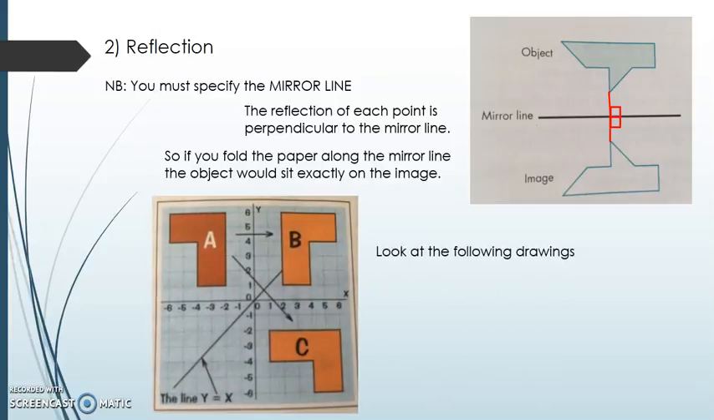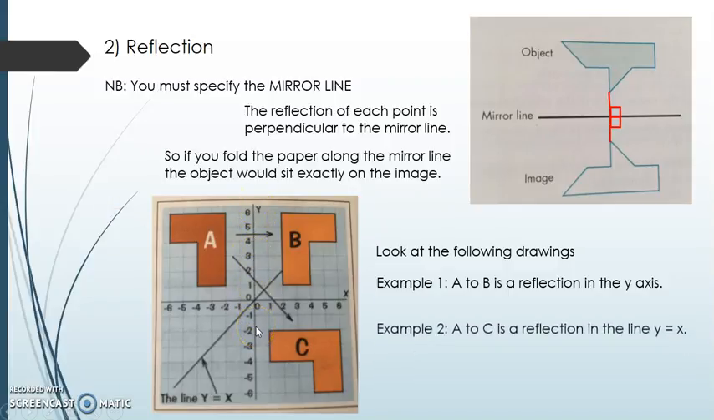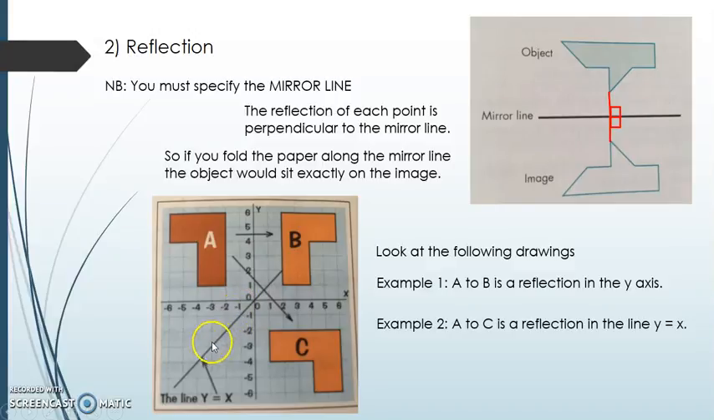Let's have a look at an example. Example 1. Shape A to B is a reflection on the y-axis. And example 2, A to C, is a reflection in the line y equals x, this line here. So A to C is a reflection in the line y equals x. Now pause.